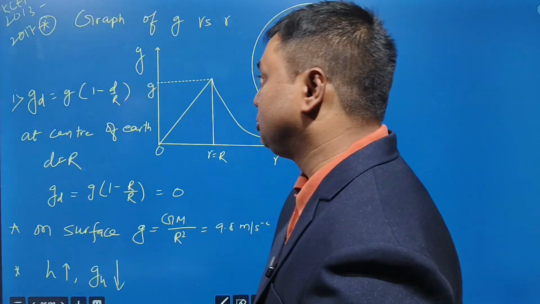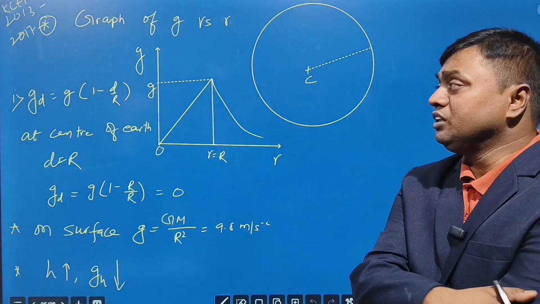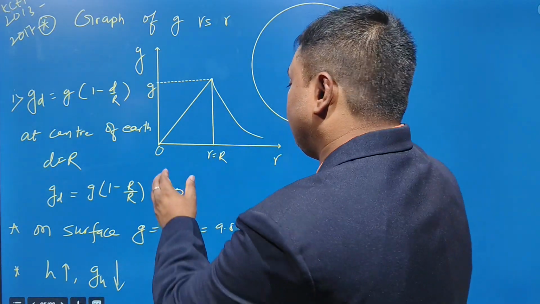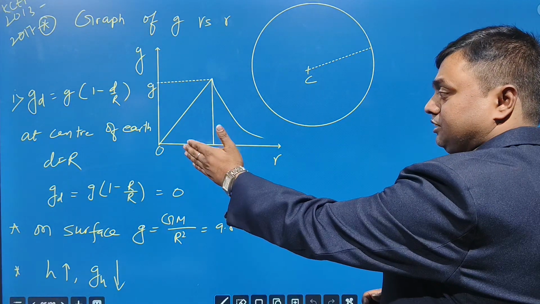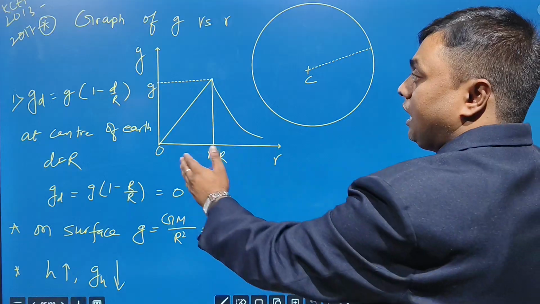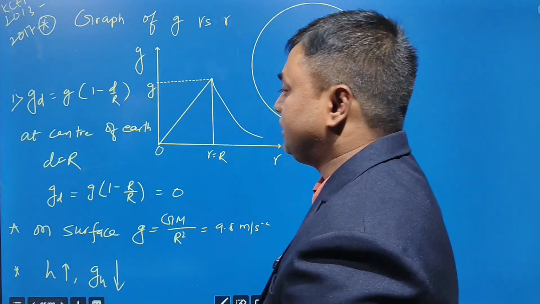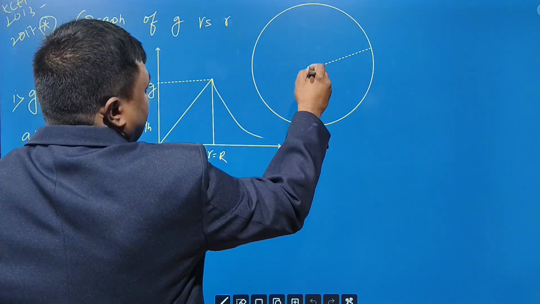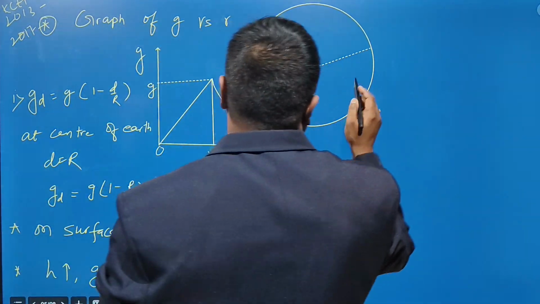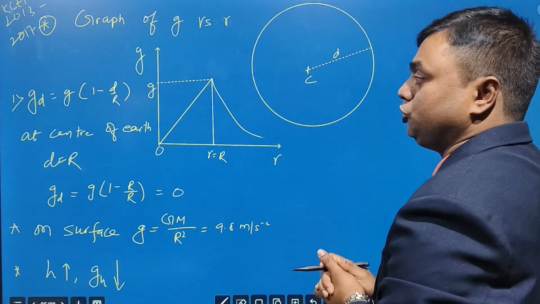They may ask you questions based on the graph. Here this is r, the distance from the center, and this side of the y-axis is acceleration due to gravity. Let's see what is the value of g at the center. At the center, what is the value of d?